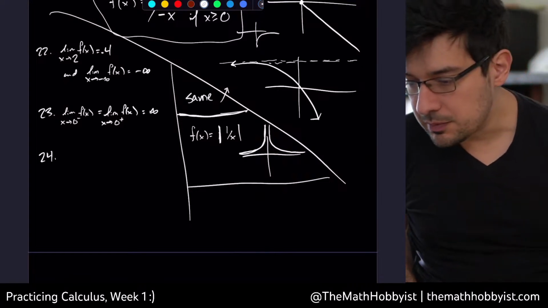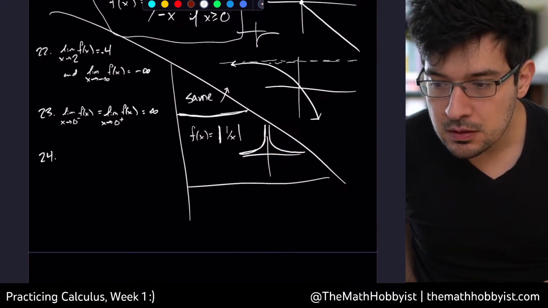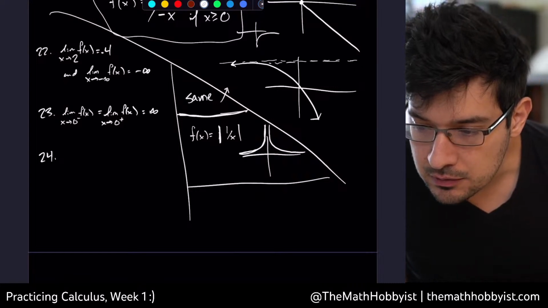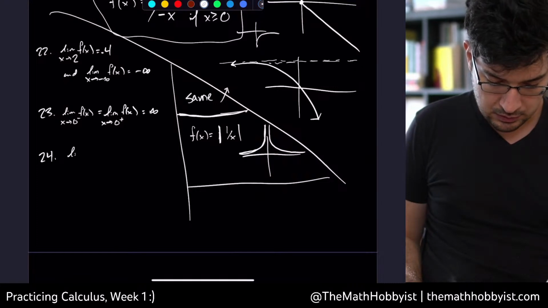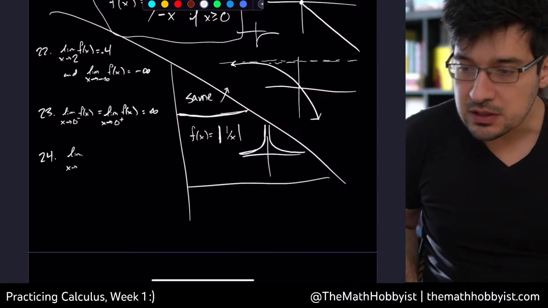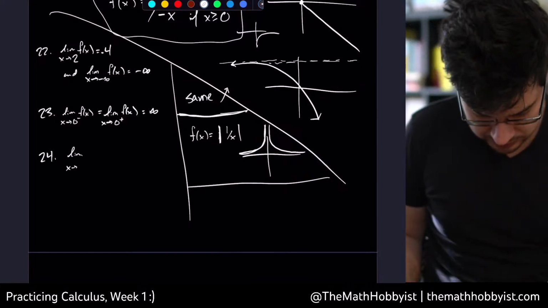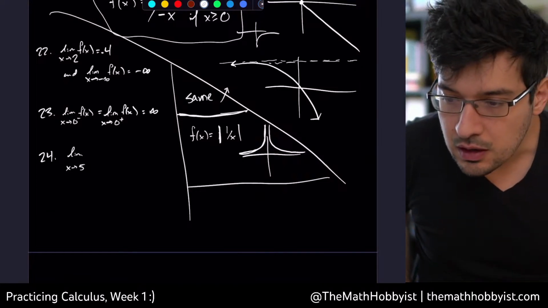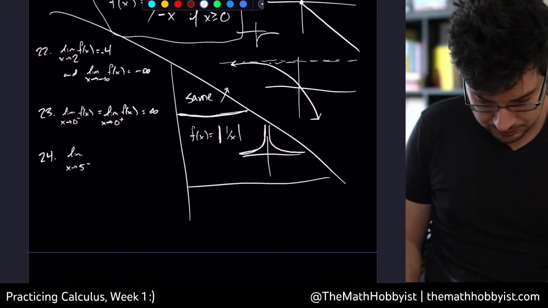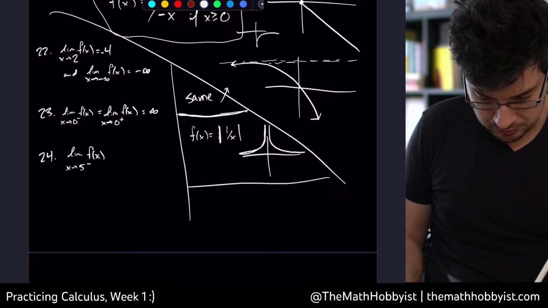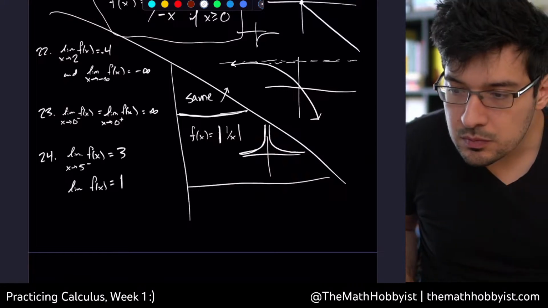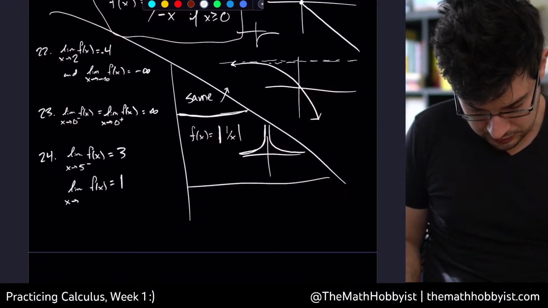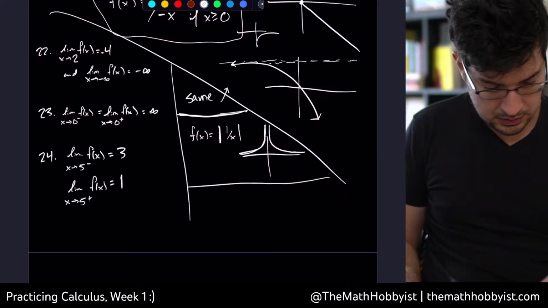Number 24. The limit from the left is 3, the limit from the right is 1. Whatever, who cares? The limit as x tends to 5 from the left is 3, and as x tends to 5 from the right is 1.